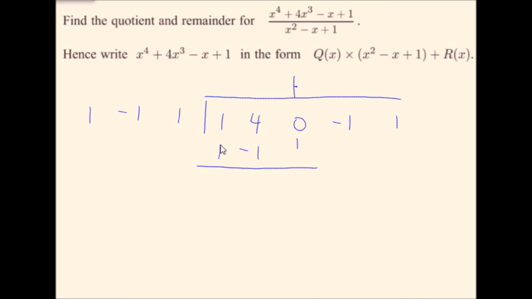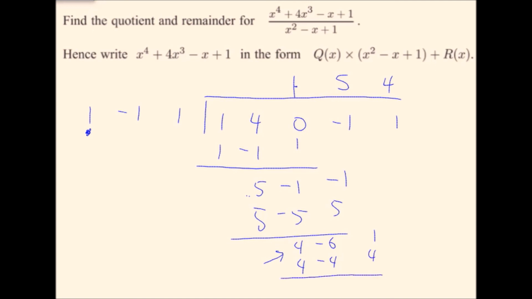Now subtract, and I will get 5, negative 1. Bring down the negative 1. Now I multiply this by 5 to make the 5 down here. So I end up with 5, negative 5, and 5. If I subtract, I'll end up with 4 here, negative 6. Right, bring down the 1. I times this by 4 to make the 4 over here. So I end up with 4, negative 4, and 4. If I subtract now, I end up with negative 2 and negative 3.